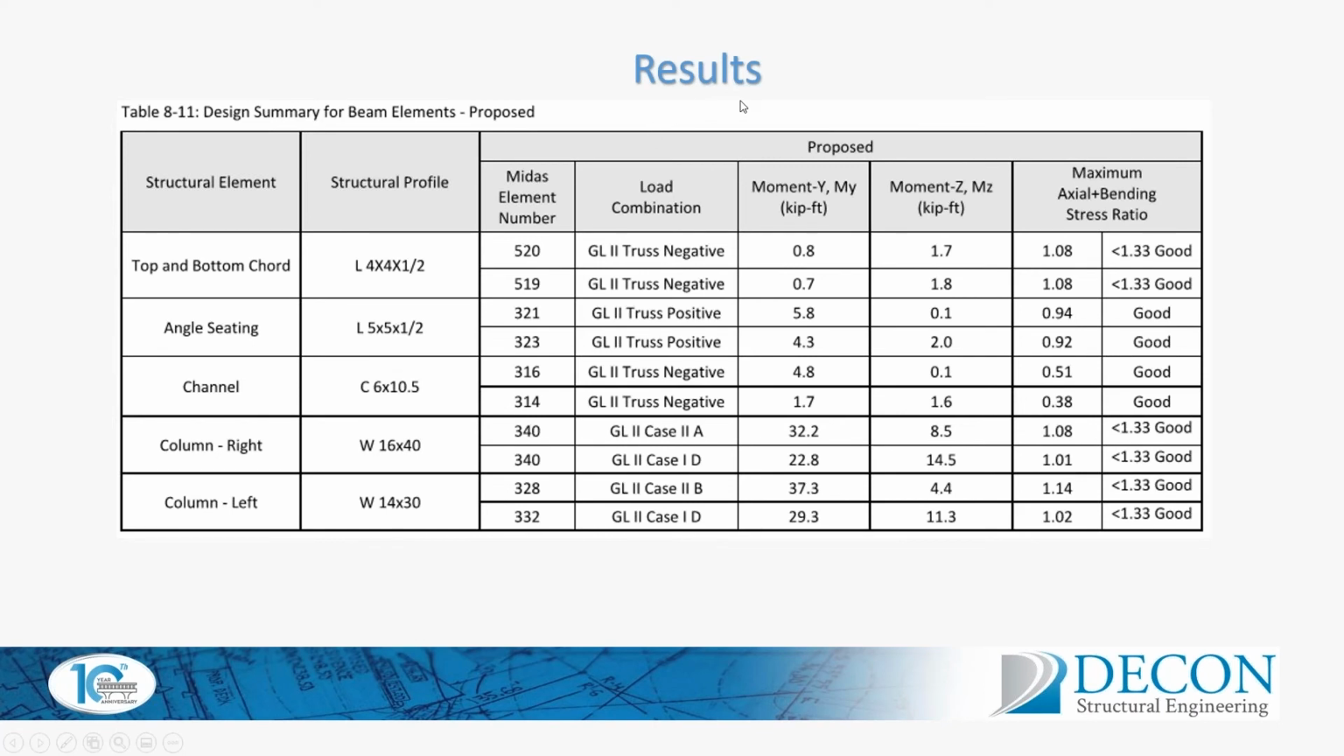And if we talk about the results, because of the abundance of options that we had in MIDAS in producing and presenting the report, we were able to present a very descriptive and detailed report to our clients. This is one of the many tables that we had in the report. For example, this is the design summary for the beam element in the proposed panel arrangement condition. It gives you which structural profile, which is the element which is critical, and under which load it is critical, and what is the moment in y direction, what is the moment in z direction, and also the ratio.